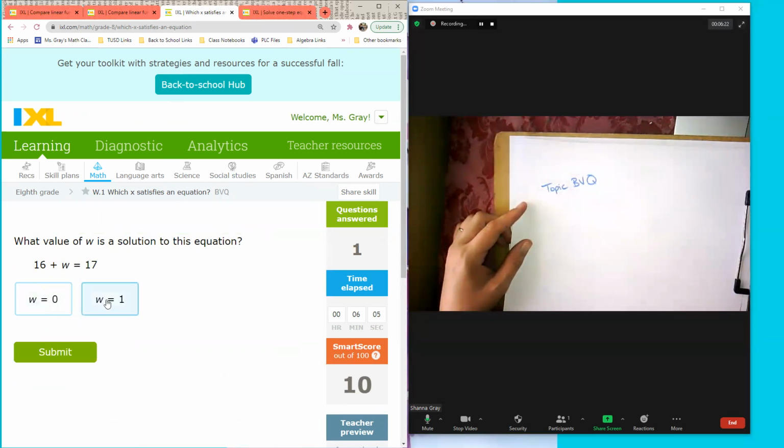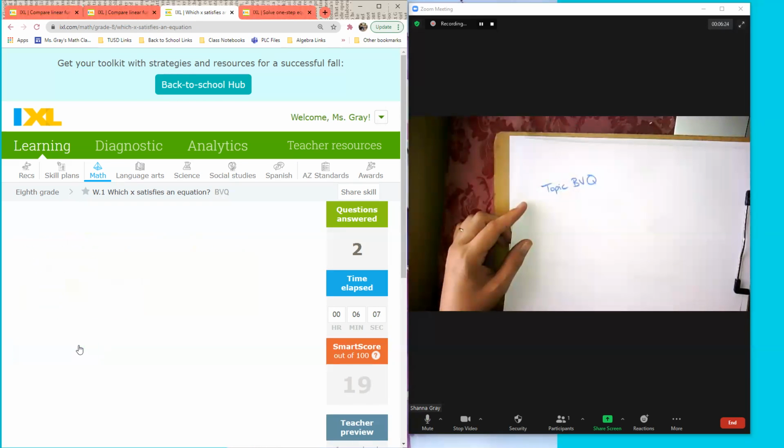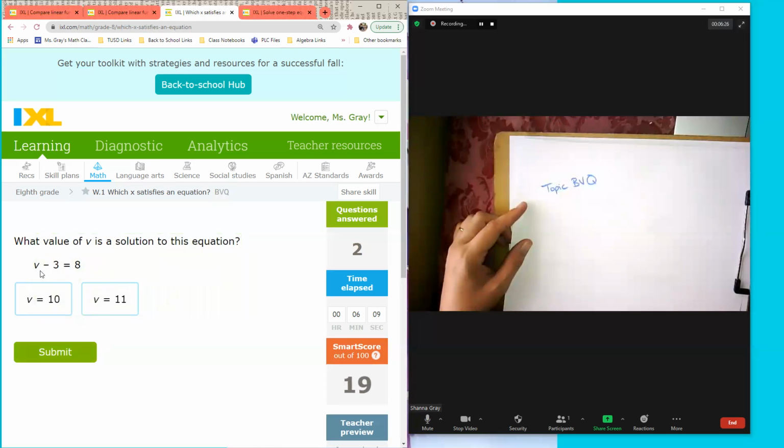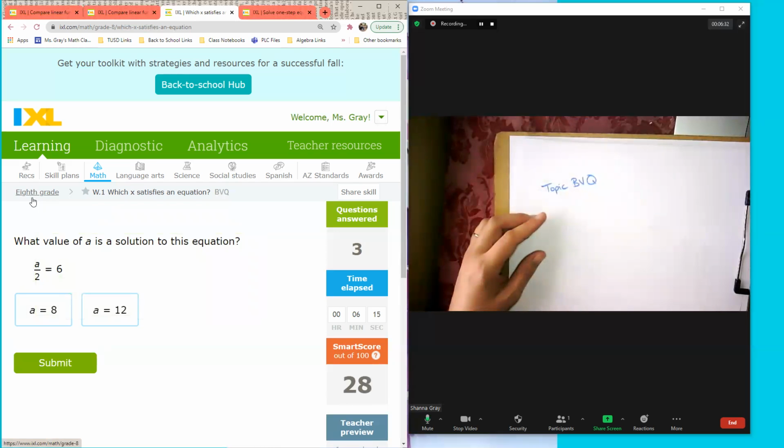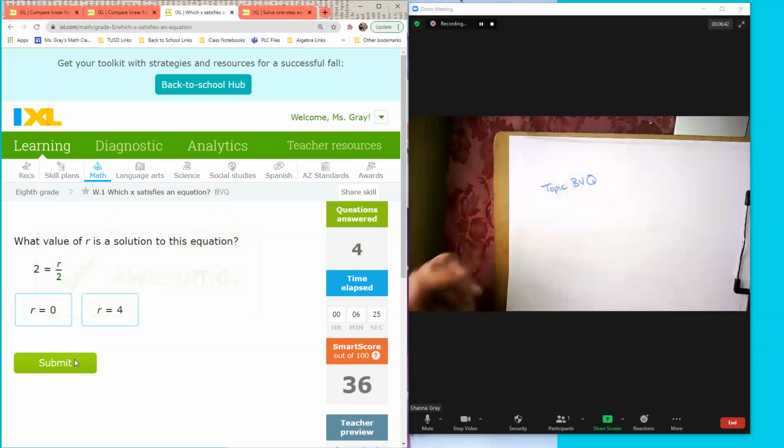16 plus 1. Something minus 3 equals 8, so 11 minus 3. So hopefully this seems pretty straightforward. It is an 8th grade topic, but it's not very hard. Something divided by 2 equals 6, either 8 divided by 2 or 12 divided by 2. So you're just filling it in and making sure you know how to read it.